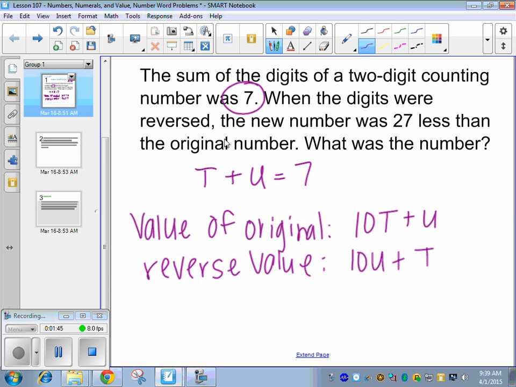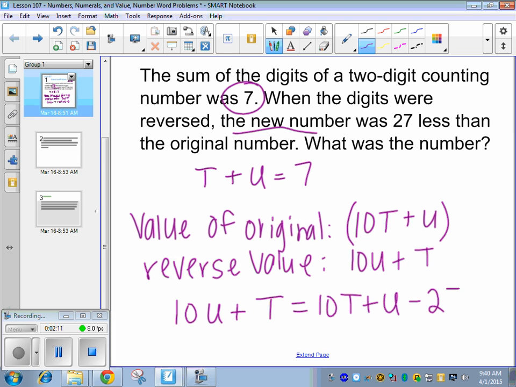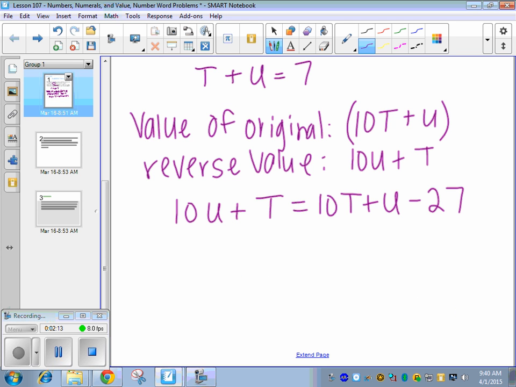Okay? So now it says when the digits were reversed, so my reversed value, the new number was 27 less than the original number. So the new number, that's the reversed number. So that's when you have 10u plus t, the reversed number, was 27 less than the original number. So the original number is this guy right here, 10t plus u.